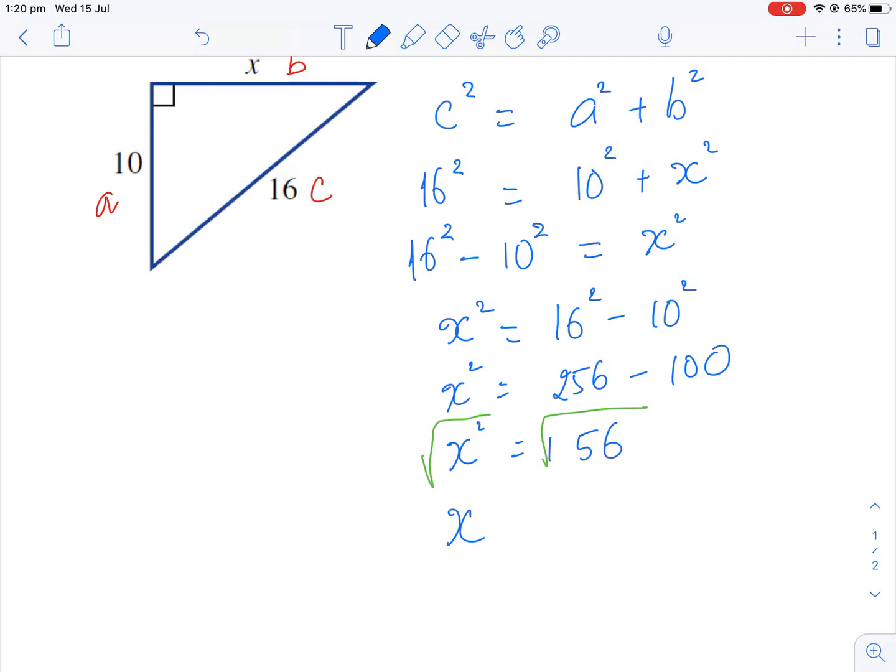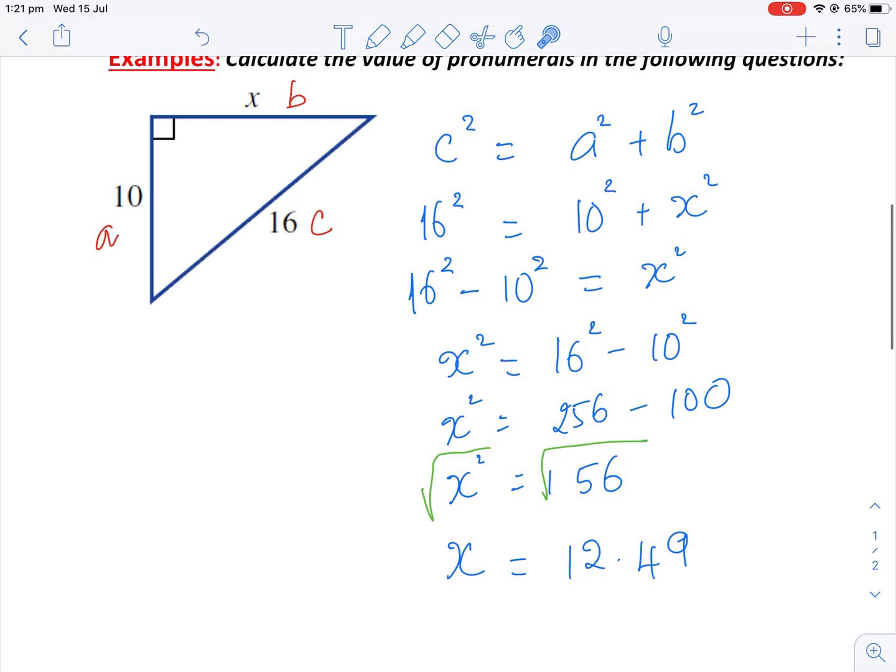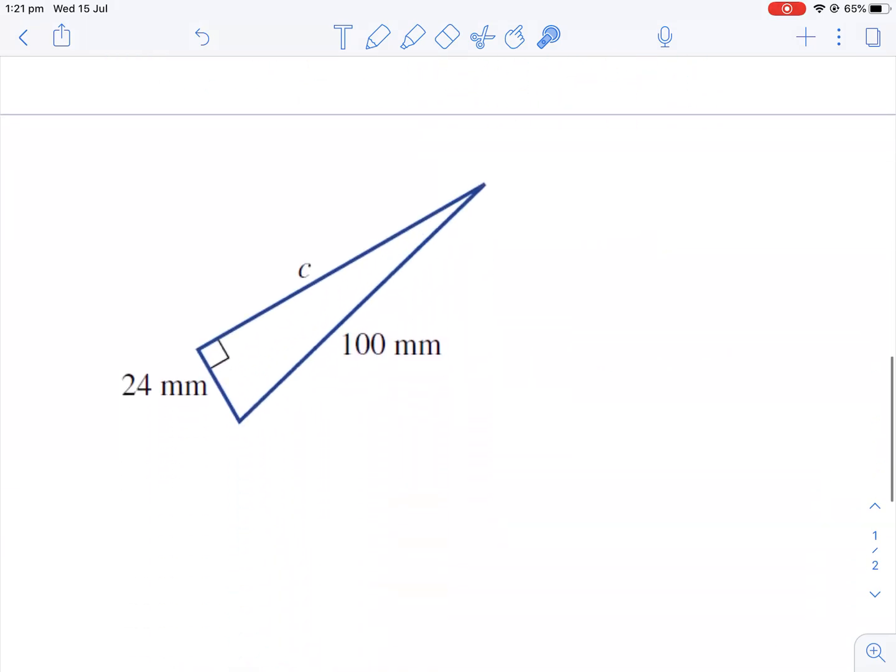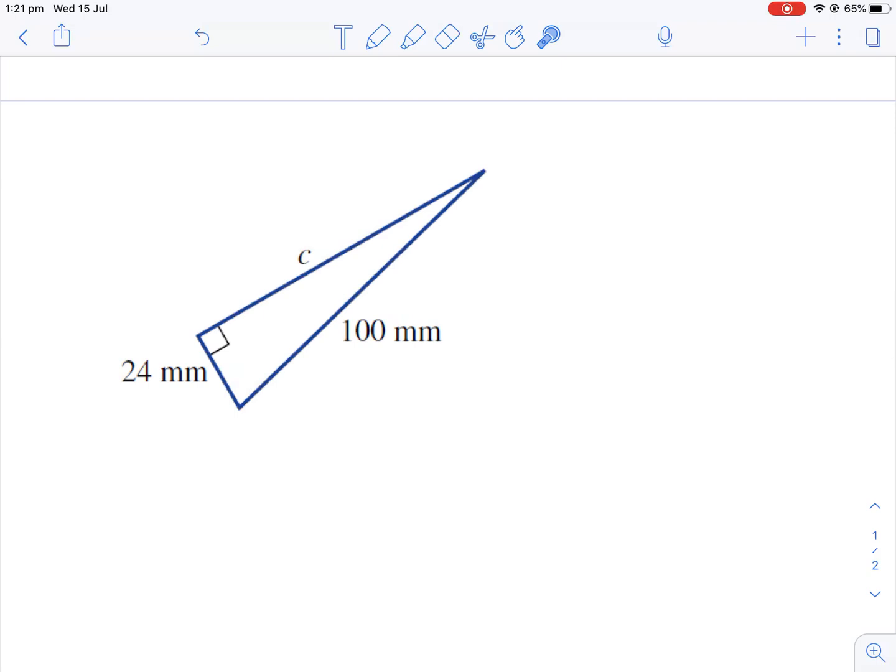Let me use my calculator. The square root of 156 is 12.49, to two decimal places. Because there is no unit in these measurements, I just leave it like this. This is the final answer: the value of x is 12.49. Let's move on to the next example.